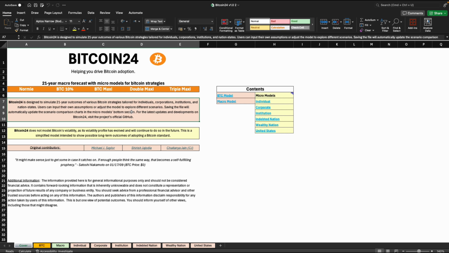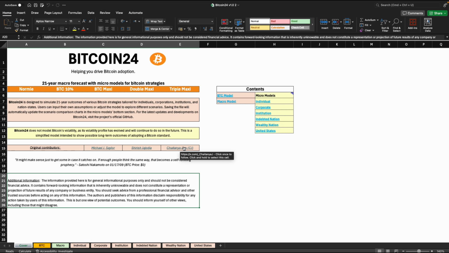It's pretty self-explanatory, and for any updates on this project and all the data, you can visit GitHub. Here it says that this model does not concern itself with short-term volatility. It's more about the long-term outcomes of adopting a Bitcoin standard. The contributors of this project are Michael Saylor and two other guys that I'm not really aware of, but I guess most of us know who Michael Saylor is. And here is a disclaimer that this is not financial advice, which is true. Even my video, you should not consider it as financial advice, only as educational.